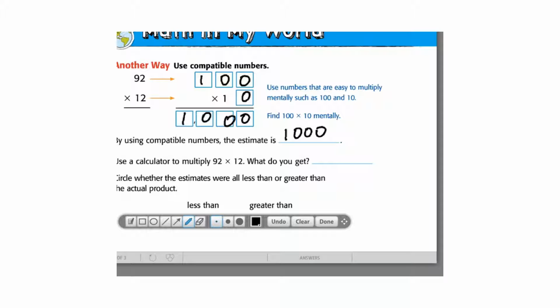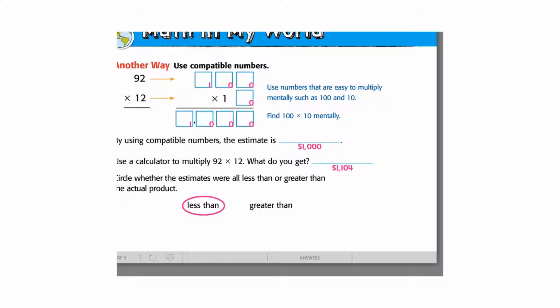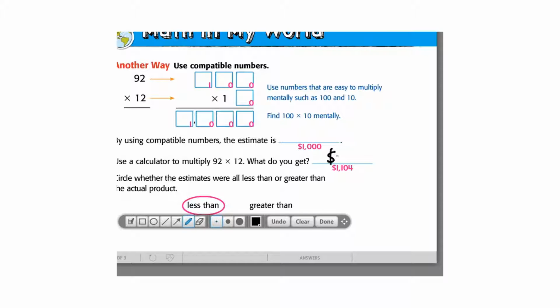Now the thing is that you have to make sure that you're writing your work so that we can see how you got it, so you could explain it to me. Okay? I don't have a calculator here, so I'm going to pop the answer up. If we actually multiplied it, we would get $1,104. That's what 92 times 12 is. I'll write it here so it's a little larger for you. 1,104. So if you're actually multiplying it, that's what you would get.